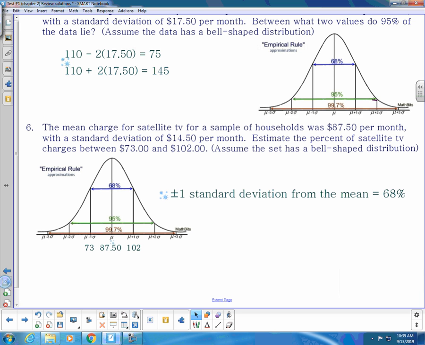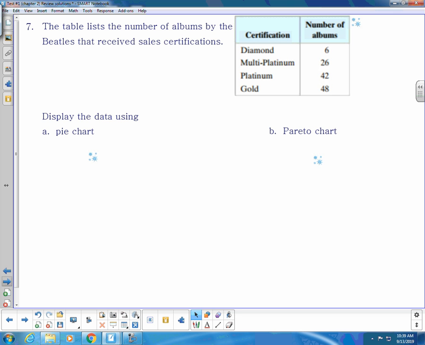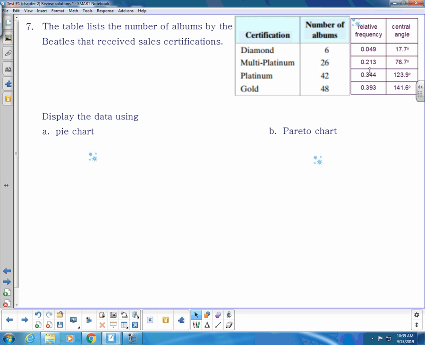Moving on. Number 7, we have the list of albums. So they wanted you to display the data using a pie chart. You have to show me the relative frequency and the degrees. Okay, so you should continue that little table. Find your relative frequency, multiply by 360 to find your degrees for the pie chart. Okay, so that's part of the work. Then we're going to have you do a circle graph. All right?